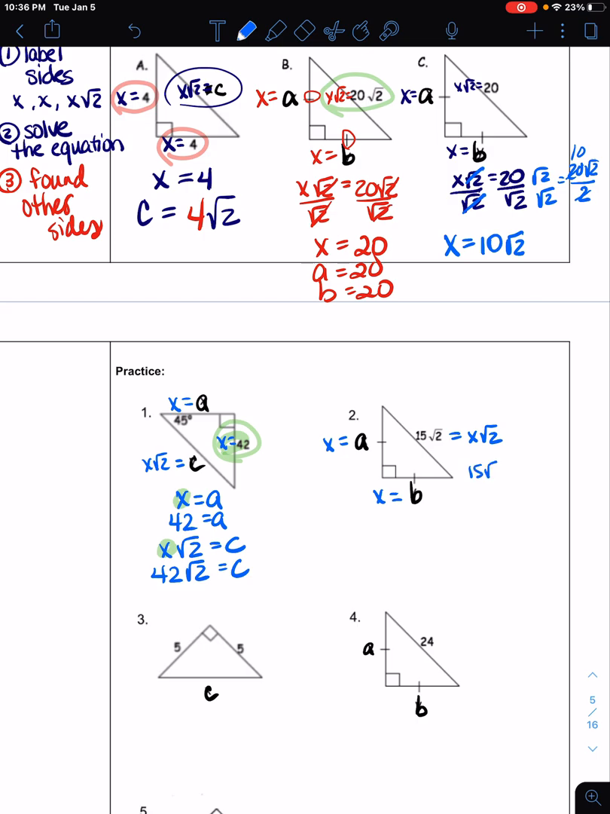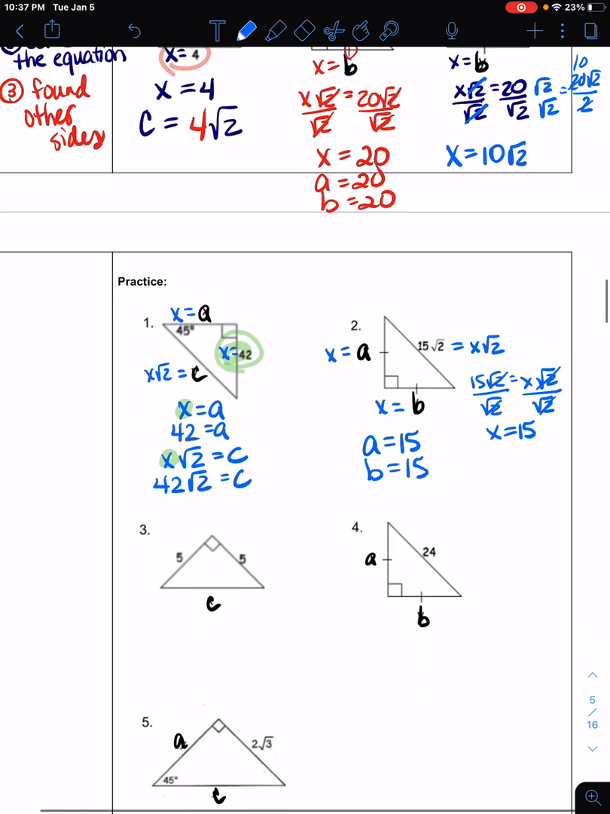So we have 15 root 2 is equal to x root 2. So I'm going to divide both sides by the square root of 2 so that I can get my x by itself. Do you see we keep doing the same things over and over? That's what's nice about these problems. With practice, you'll just get really good and used to them. So all the root 2's cancel out, and you're left with x is equal to 15. Well, if x is equal to 15 and x is equal to a, then a must be 15. And b is equal to x, so b must also be 15. So I have a 15, 15, 15 root 2 triangle.